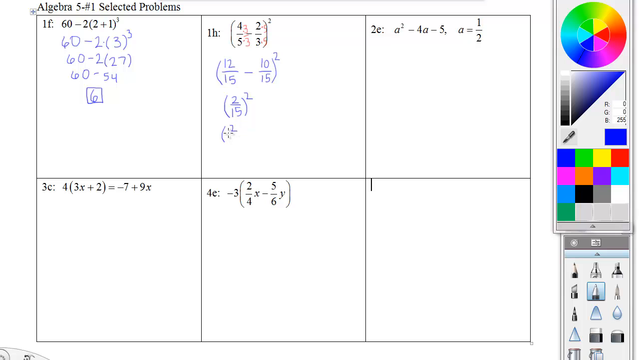I'm going to go ahead and write that out. You don't need to do this step if you understand it. But sometimes exponents and fractions can be confusing. So 2/15 squared means 2/15 times 2/15, and you just multiply straight across. 2 times 2 is 4. And then 15 times 15 is 225.